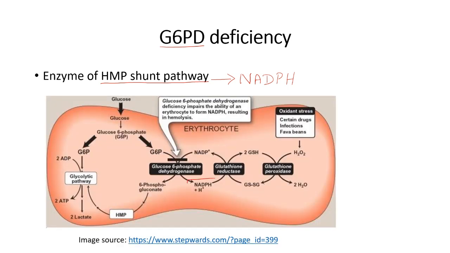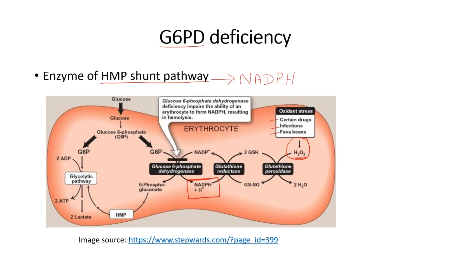So, NADPH is produced as a part of HMP shunt pathway. What is the role of NADPH? So whenever there is any oxidant stress inside the cell, like certain drugs, infections, and ingestion of fava beans, there will be increased accumulation of free radicals such as hydrogen peroxide. So we need to detoxify the hydrogen peroxide.